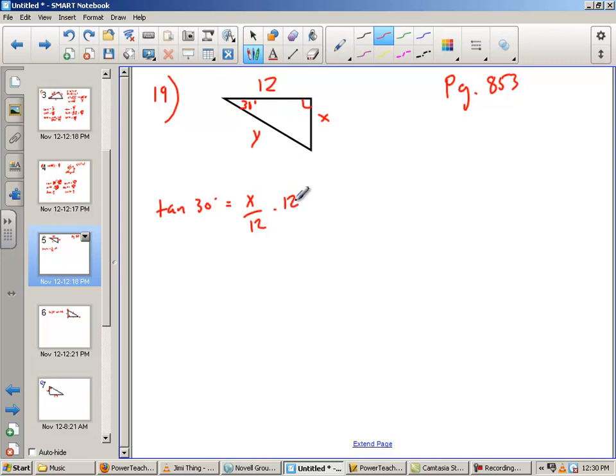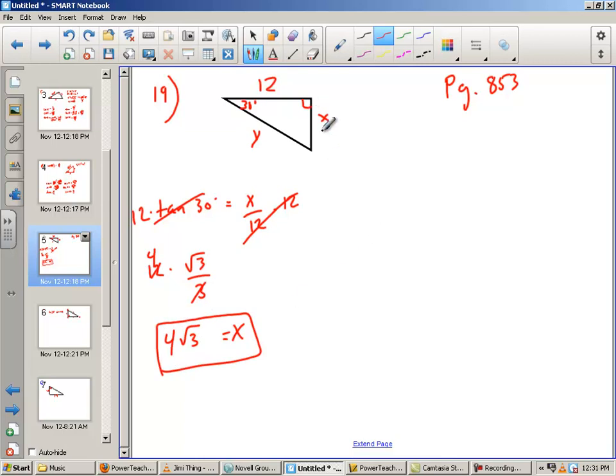To get x alone, I'd multiply by 12 to both sides. And so x equals 12 times the tangent of 30. But on page 853, I'm told that the tangent of 30 degrees is root 3 over 3. So I'm going to say I have 12 times root 3 over 3, which took the tangent of 30 out. Well, 12 over 3 reduces to 1 and 4, so x would equal 4 root 3.